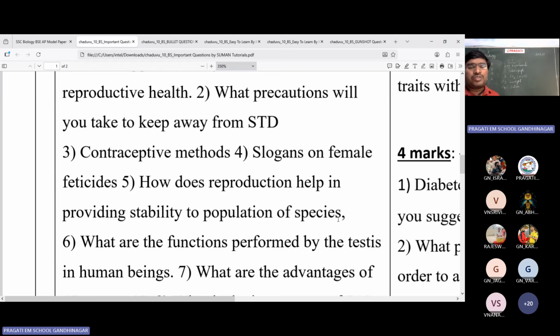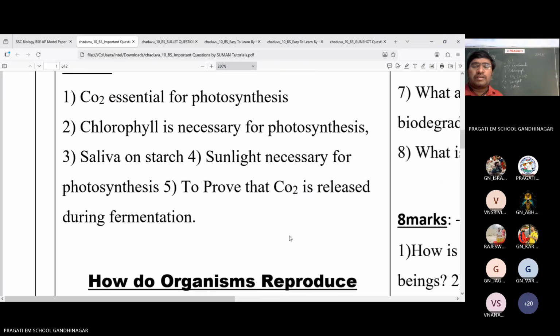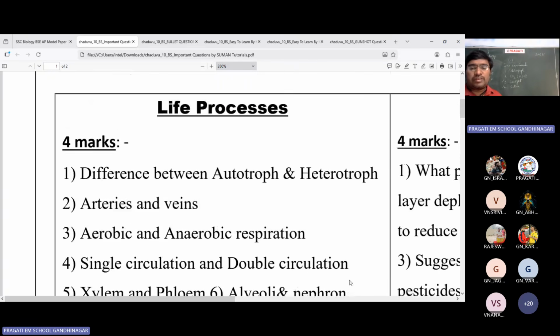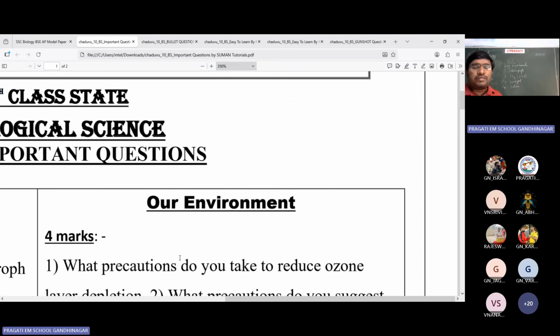Okay, with the relevant points, you have to write at least 8 to 9 points here. So at least 8 points you have to mention for this question. Then, what are the functions performed by the testes in human beings? And seventh one, what are the advantages of sexual reproduction over asexual reproduction? Okay, next, what is the importance of DNA copying in reproduction? Okay, children, next, sexual reproduction and asexual reproduction. Okay, that is. Next, our environment.